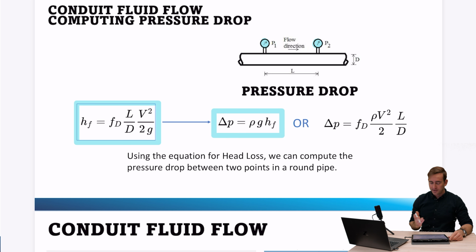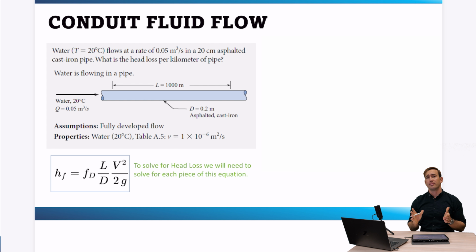Now let's jump into an example where we solve for all of this stuff and you actually get to see where all of these concepts come into play. So in this example, we've got a conduit or a pipe with water flowing. The water is 20 degrees Celsius. We've got a Q, or volumetric flow rate, of 0.05 meters cubed per second. The pipe length is 1,000 meters. Our diameter is 0.2 meters.